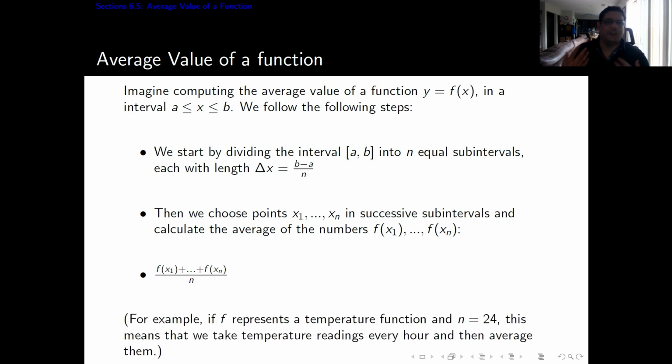Now, where do you think this can be used? Well, for example, imagine that you have a function that is representing the temperature, and you're checking it over 24 hours. So if you do n equals 24, this will mean that we're measuring the temperature readings every hour, and then we're going to make an average of the temperature on the day.